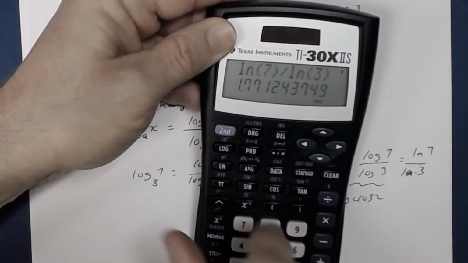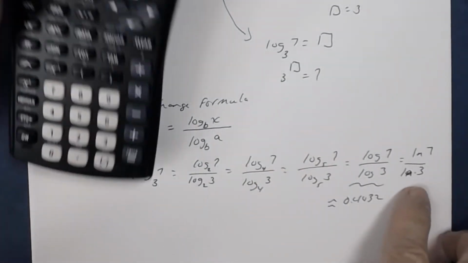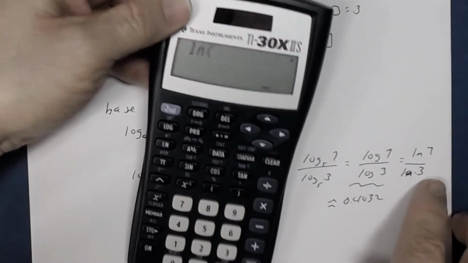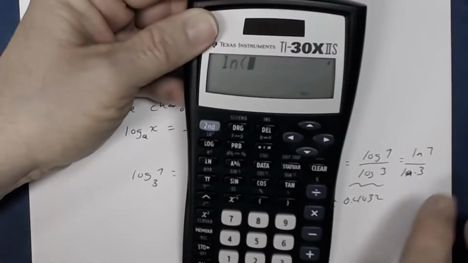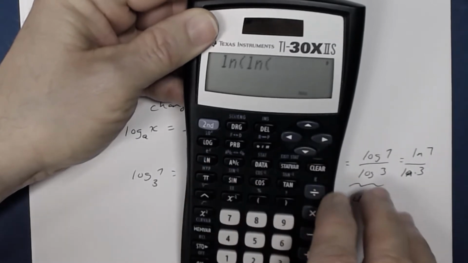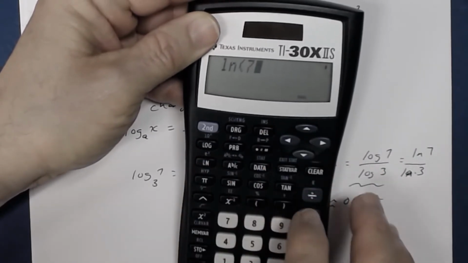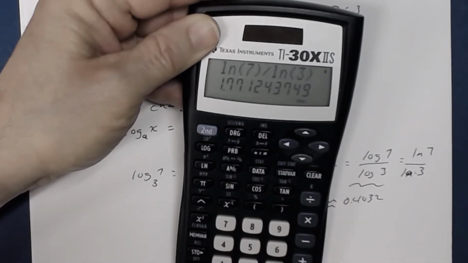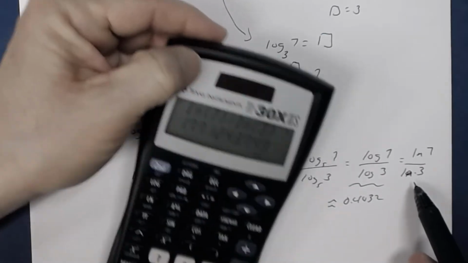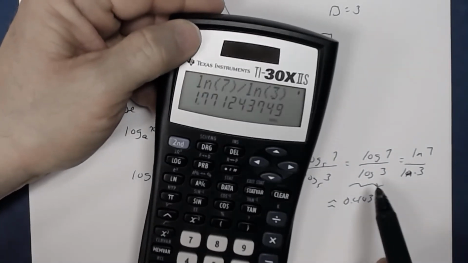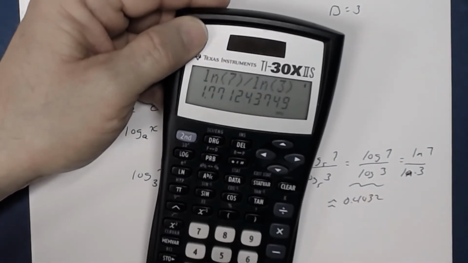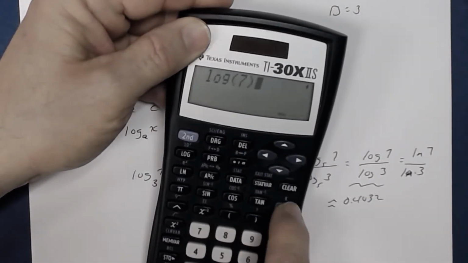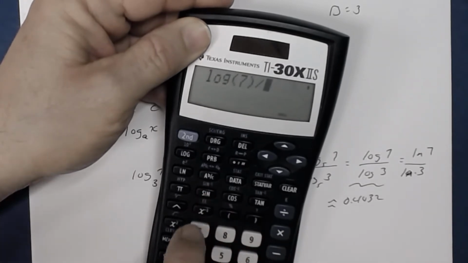Press equal. Oops, I did the wrong thing, didn't I? So let's do this again. Natural log of 7 divided by natural log of 3, equal. All right, so I may have done something wrong here. So let's go back over here. Log of 7 divided by log of 3.